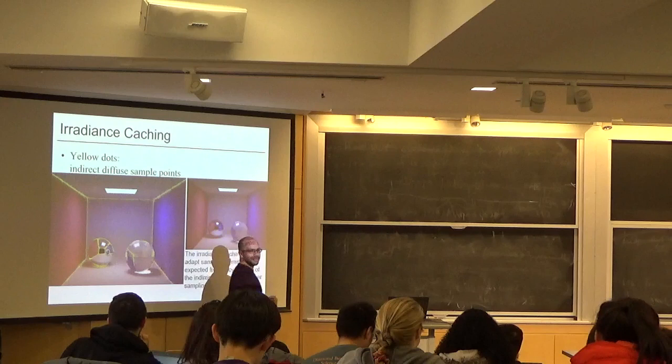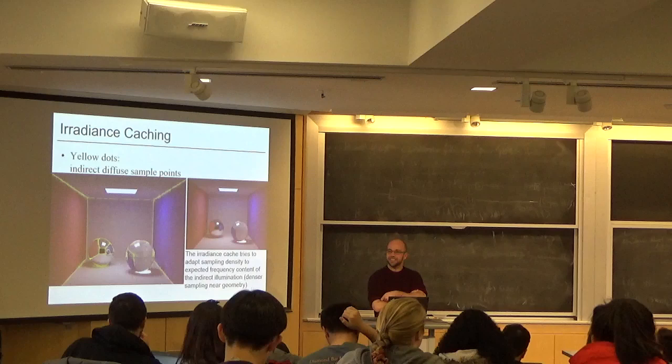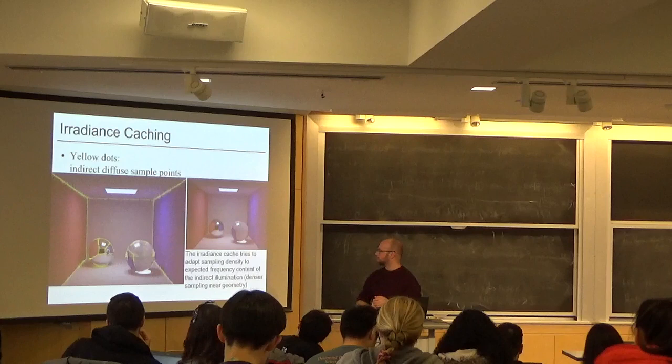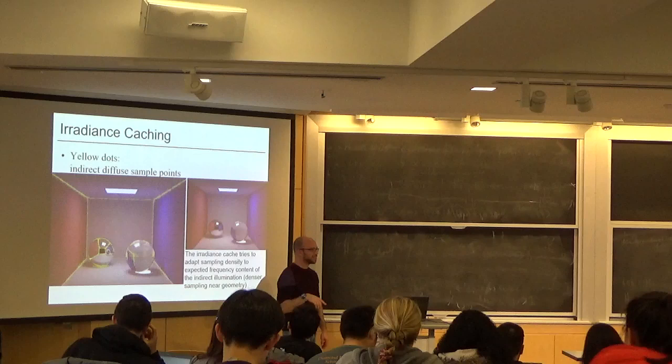Now that makes sense. So the irradiance cache is the set of yellow points. You do one pass in your ray tracer where you just do the full calculation for the yellow guys, and then another pass where you glue those two pieces together. The typical ways you do that are very simple, right? You would just say, if I'm at this pixel, I find the closest yellow point, or maybe the average of the closest points.